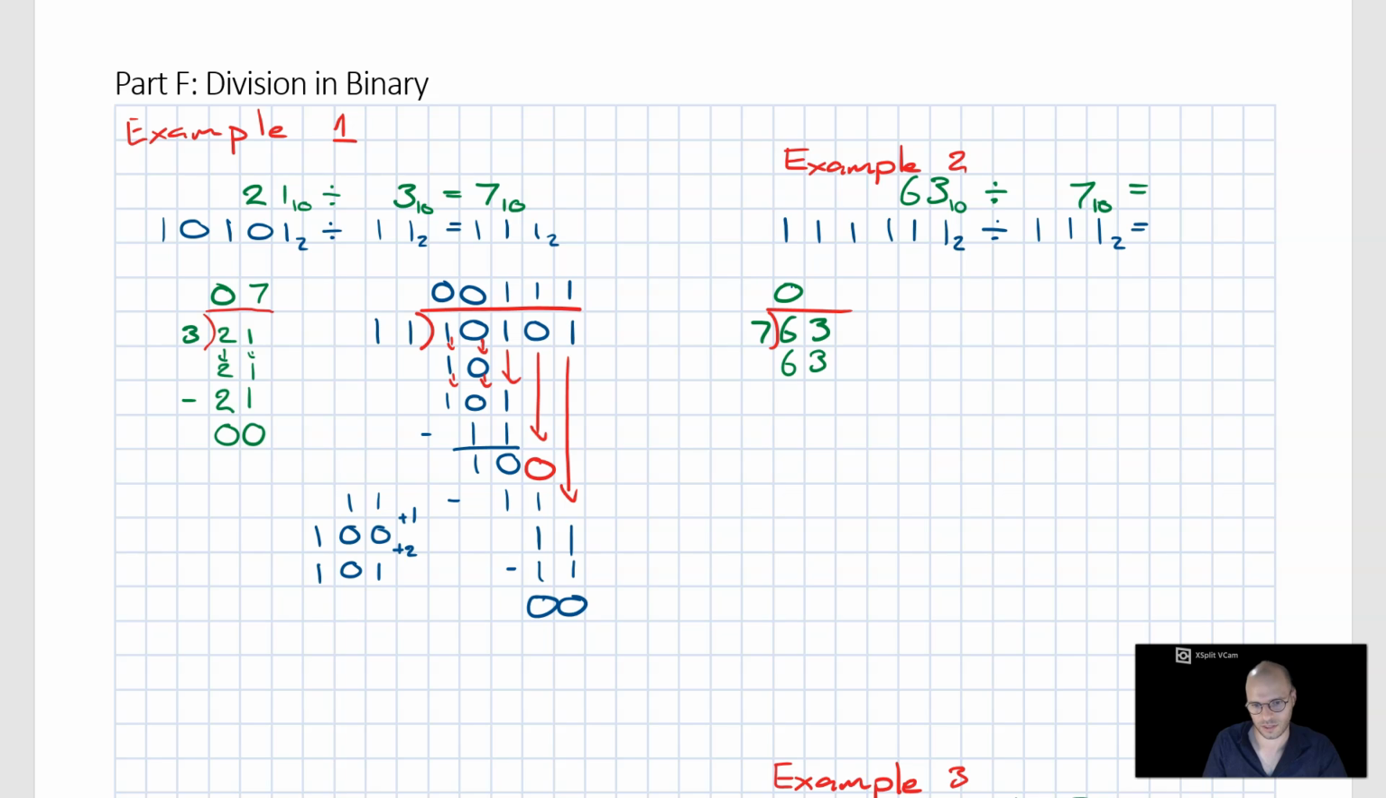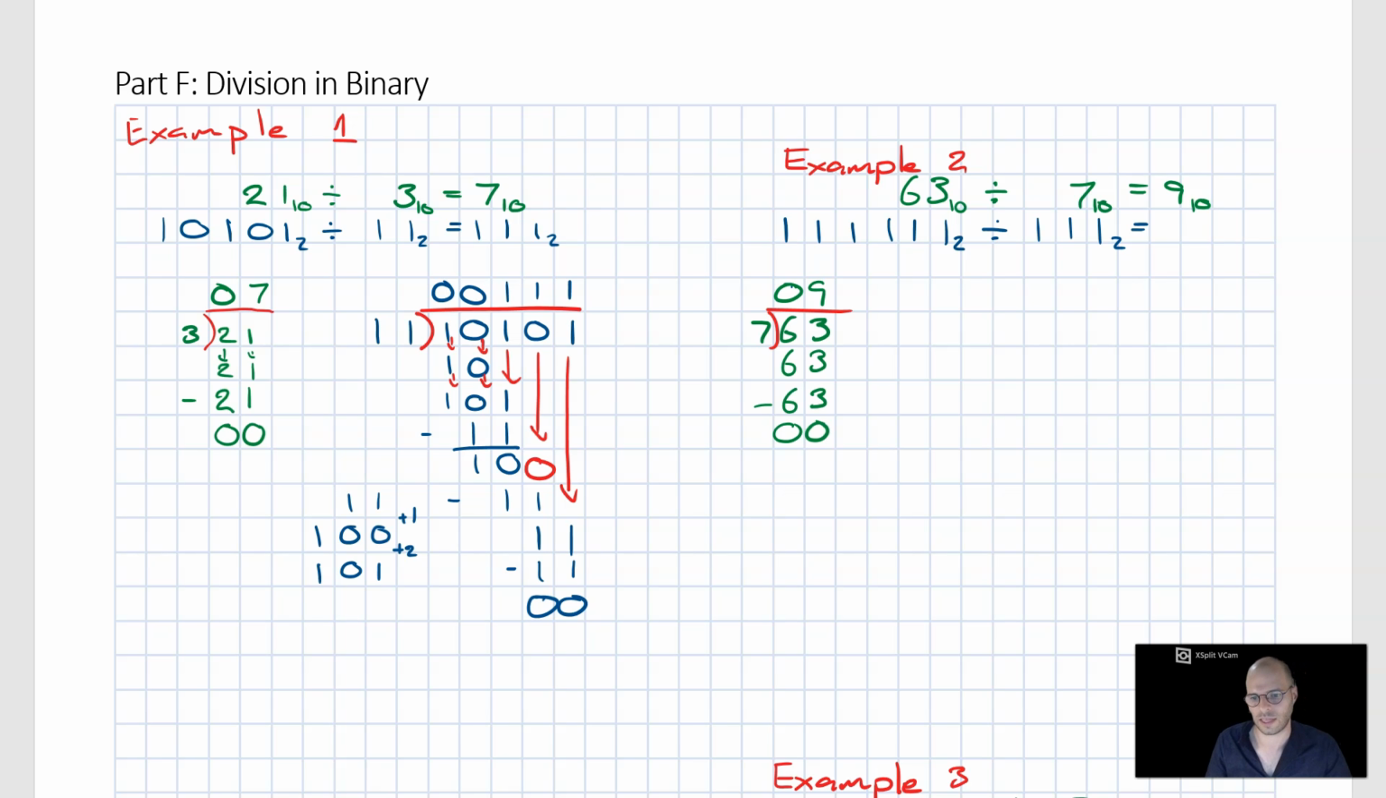We ask ourselves, does 7 fit into 63? And the answer is yes, it does. How many times? Well, it's 7 times 9. So that would be 63. Therefore, taking 0, 0, and we put the 9 up here. Therefore, the resultant value is 9 base 10. So 63 divided by 7 is 9.